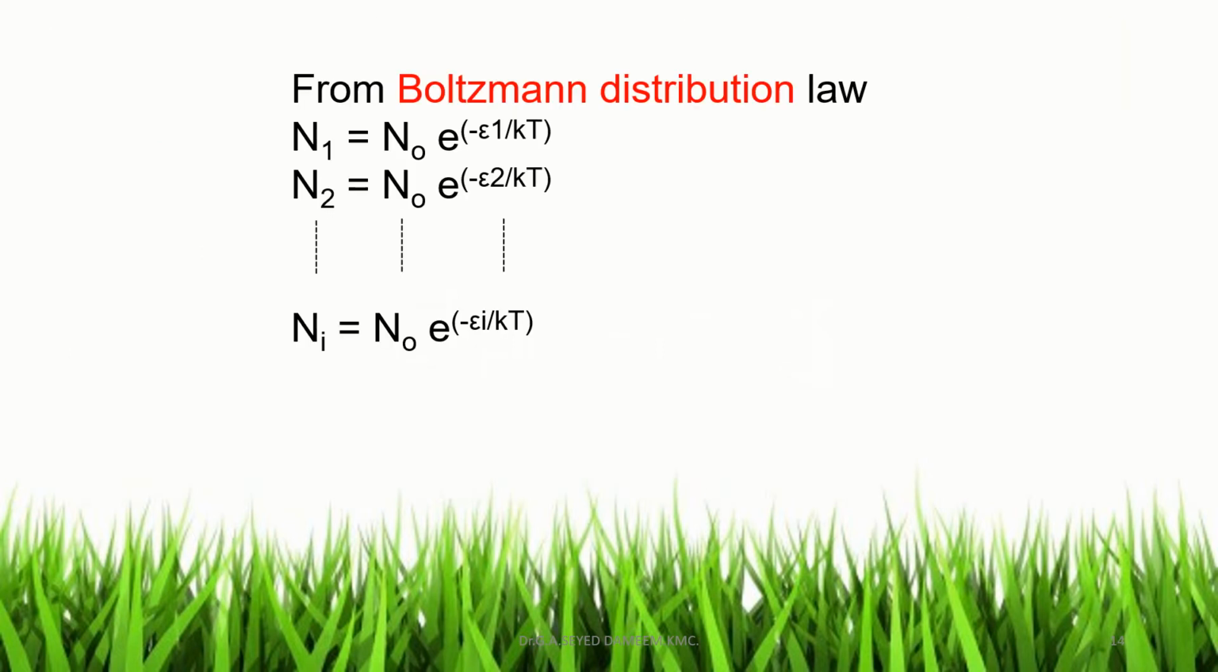From the Boltzmann distribution law, N1 is equal to N0 e power minus E1 by kT. Similarly, N2 is equal to N0 e power minus E2 by kT. And for the ith level, the number of atoms Ni is equal to N0 e power minus Ei by kT.